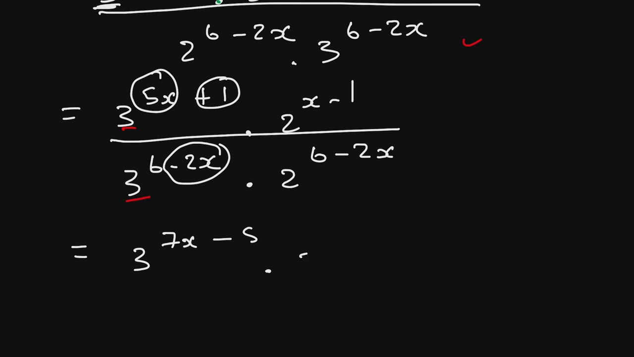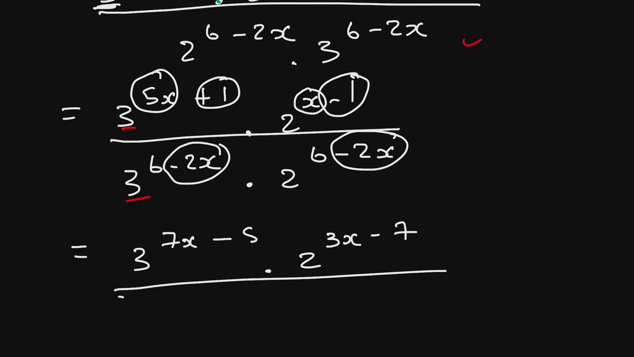After we are done with the 3, we're going to move on to the 2. We have the base of 2 here, so we have x minus negative 2, which is going to give us positive 3x. And then we have negative 1 minus 6, and that's going to give us minus 7. So the answer to this problem is just going to be that. Remember, you must follow step by step, and do everything as it is done so that you don't make any mistakes.